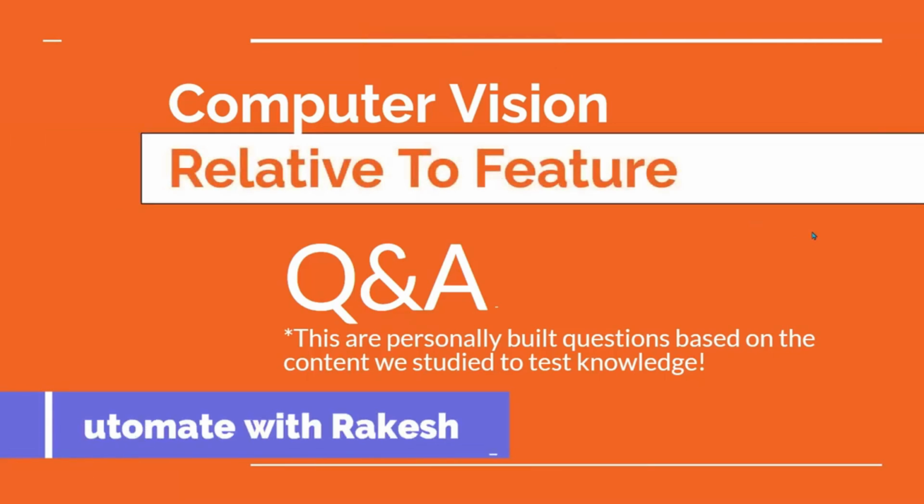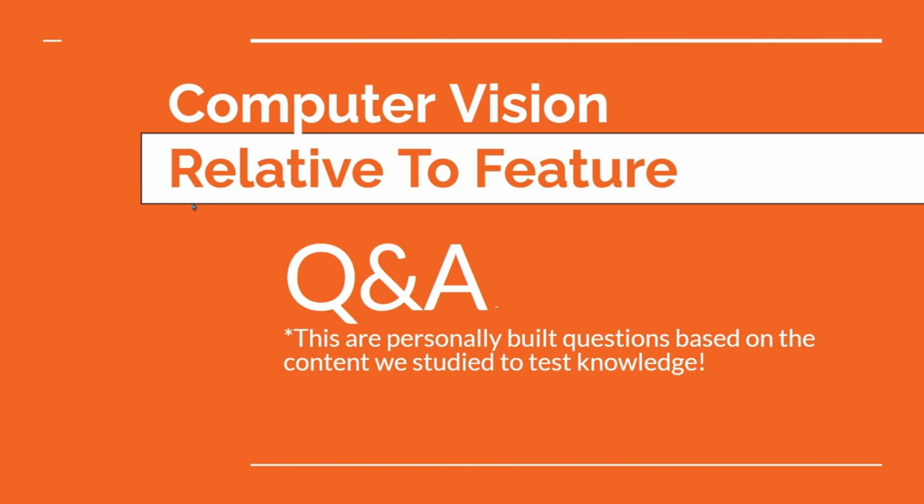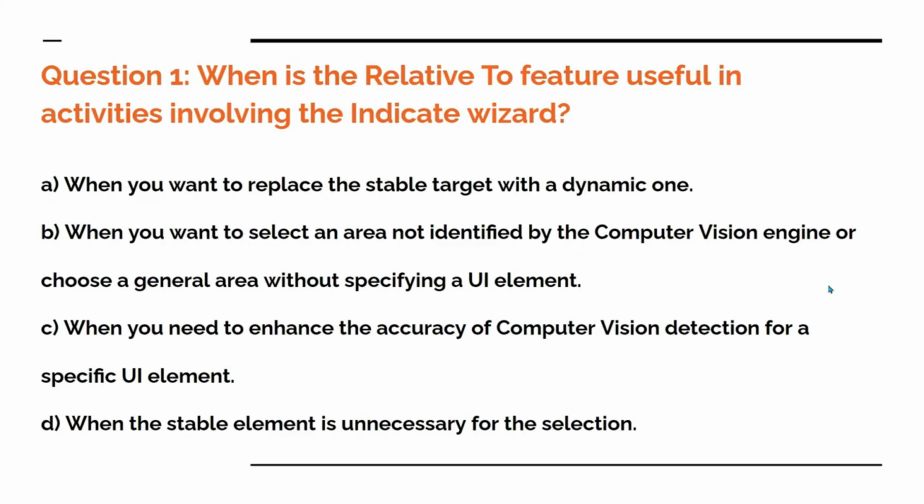In this, we are going to discuss some of the questions around the relative to feature. There are a couple of important questions that may appear in the exam. I feel you should go through them. So let's see what our first question is. The first question is, when is the relative to feature useful in activities involving the indicate wizard? So it is basically asking you when the relative to feature should be used.